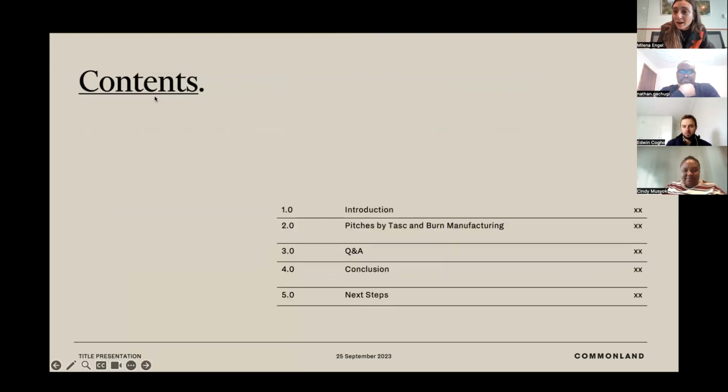Just a little overview of what we're going to do today. We had now a tiny introduction to why this is interesting for us from Commonland, but we'll also get an introduction from Edwin and Nathan about Task and Burn Manufacturing. And then there will be a Q&A and a conclusion and some next steps that we can take together.